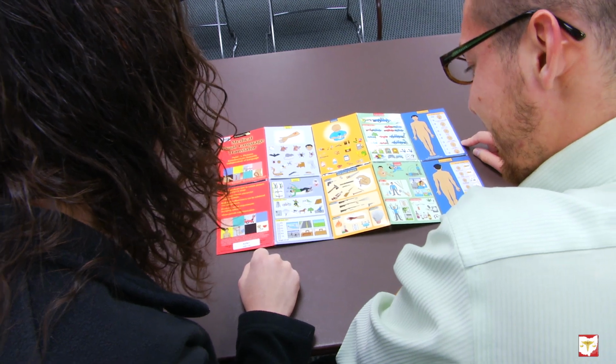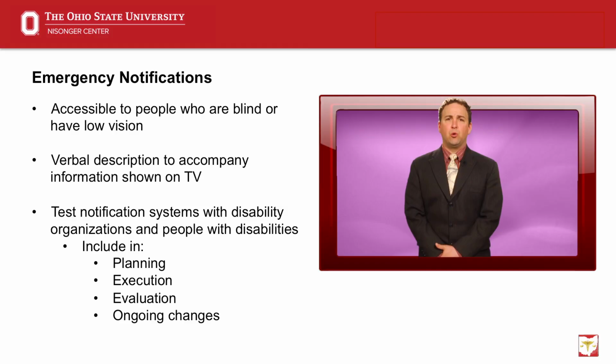Emergency notifications should also be accessible to people who are blind or have low vision. Any information shown on a television screen should be accompanied by a verbal description so people with visual impairments can access the information. For example, refrain from simply referring to the phone number on your screen. Rather, speak the actual phone number.